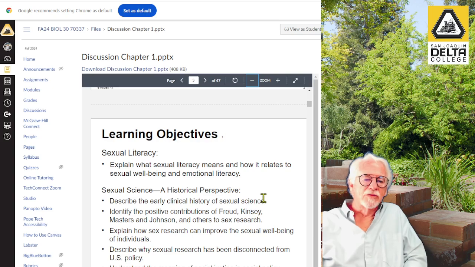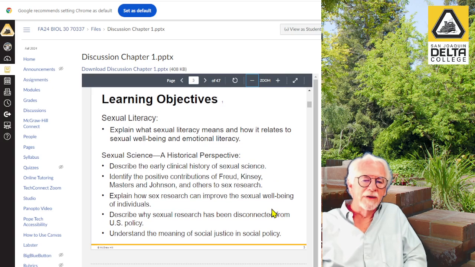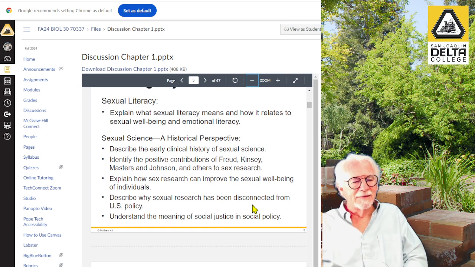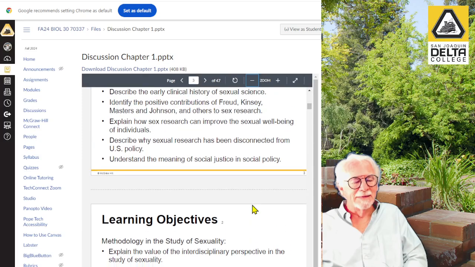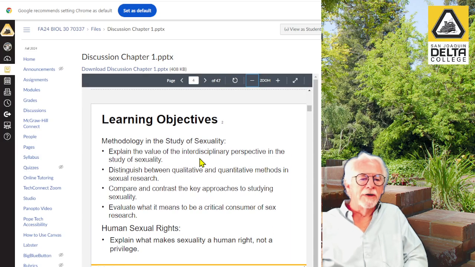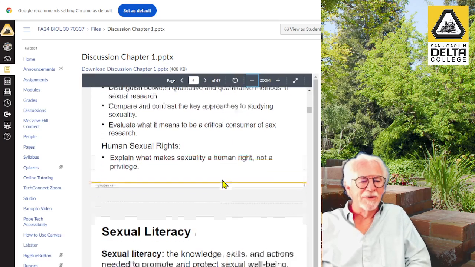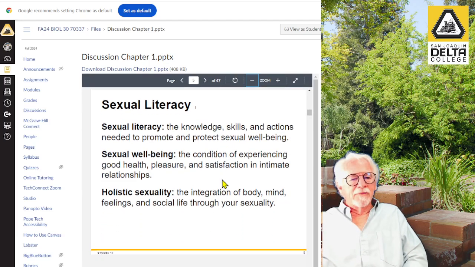So here we go. The historical perspective, the clinical history of sexual science. These are our main people. I'm hoping if you're psych students, you heard about Freud. You've taken Psych 1 already, right? Masters and Johnson, these are the big ones. Then how we go about the different methodologies for studying sex, which is kind of unusual, and knowing the difference in sexual literacy and sexual well-being.